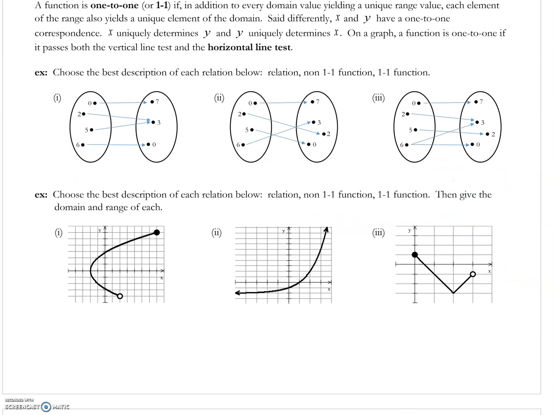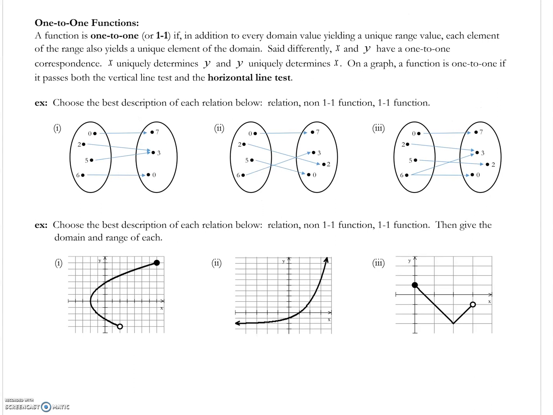All right, and the last piece of these notes for 1.1 is this idea of one-to-one functions. So let's read together. It says, a function is one-to-one, or 1-1, if, in addition to every domain value yielding a unique range value, each element of the range also yields a unique element of the domain. Said differently, x and y have a one-to-one correspondence. X uniquely determines y, and y uniquely determines x.